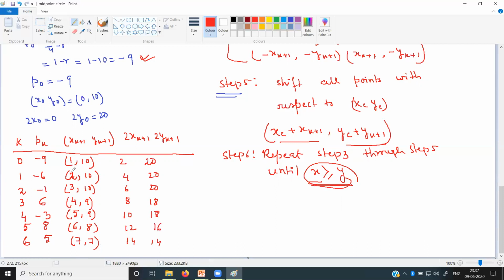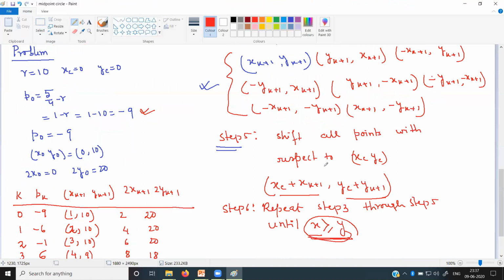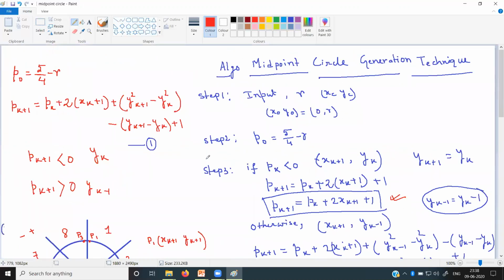Now as you got the points on the first octant, based on the equations you can find out the points for the rest of the octants. As you got the points for the rest of the octants, then easily you can compute the entire circle by plotting the points. So that is all about the midpoint circle generation algorithm.